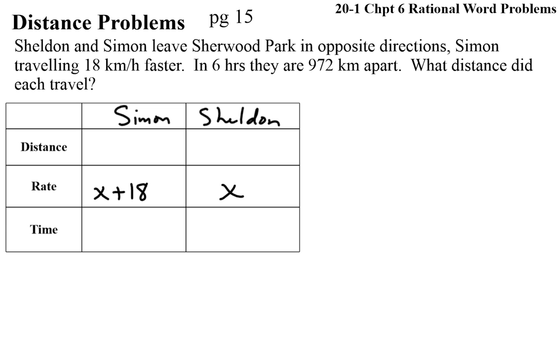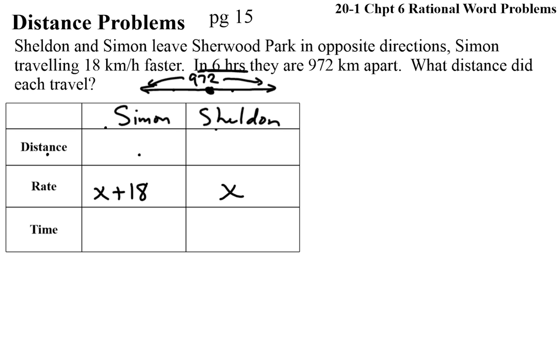What else do we know? We know in 6 hours they are 972 kilometers apart. So do we know the distance that Simon or Sheldon traveled? No, because what's happening here is they're in Sherwood Park. One's going one direction and one's going the other. They're going to be 972 apart total. So we're not sure exactly what each of them is. That doesn't help us.